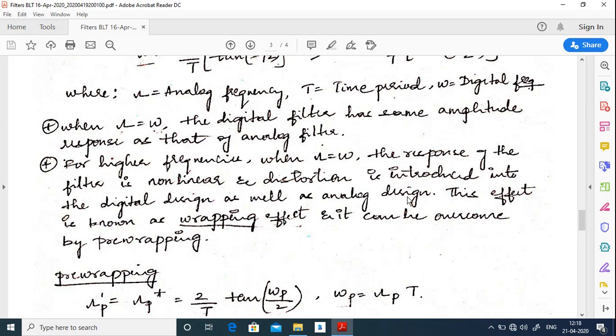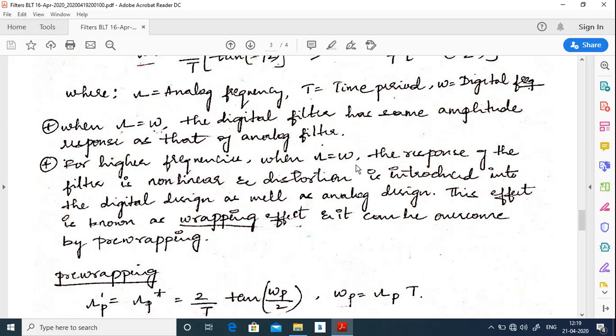Okay, I'll repeat once again. When analog omega is equal to digital omega, in other words analog frequency is equal to digital frequency, when frequencies are very high, the response of the filter is nonlinear and distortion is introduced both in digital design as well as analog design. This effect we call the warping effect, and it needs to be overcome. Otherwise, if we don't overcome this, your filter will behave as if it is nonlinear.